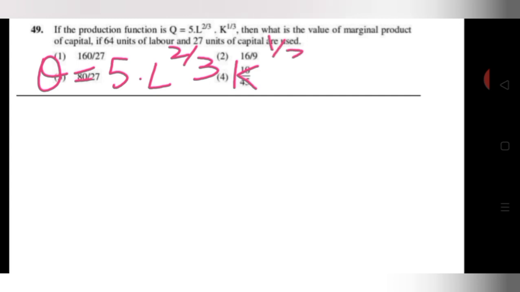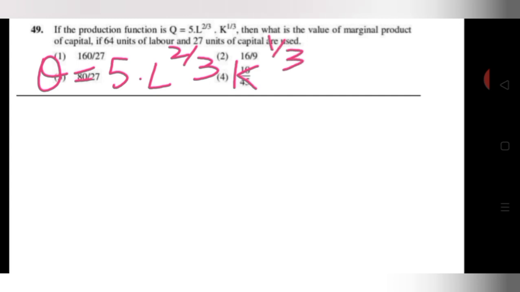The question is: if the production function is given as q equal to 5 times L to the power 2/3 times K to the power 1/3, then what is the value of the marginal product of capital if 64 units of labor and 27 units of capital are used? So we will see how to solve this. First we write q equal to 5 times L to the power 2/3 and K to the power 1/3. This is our production function.